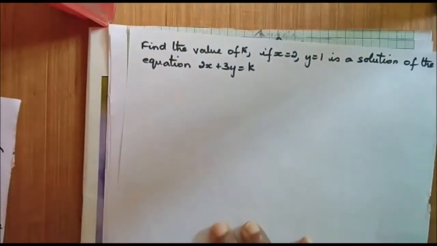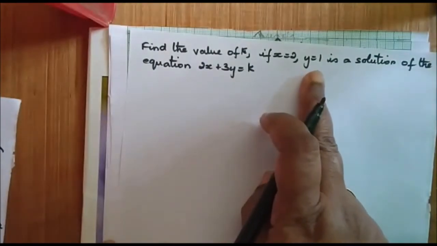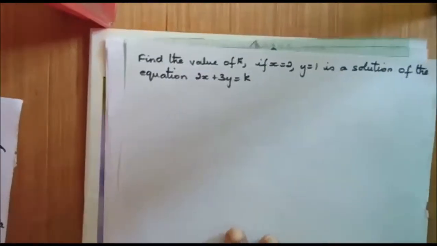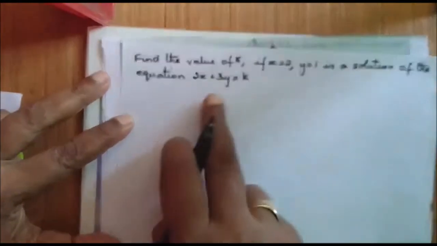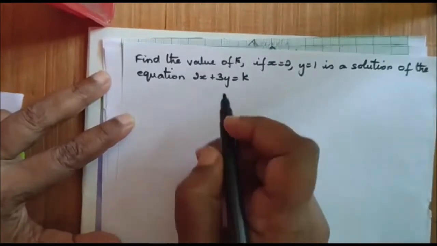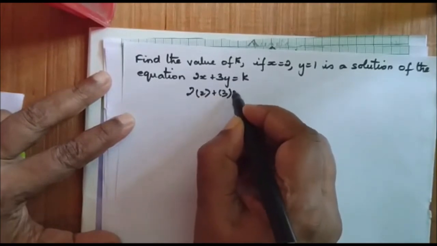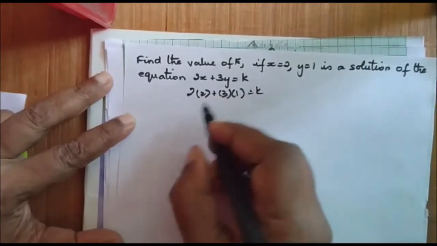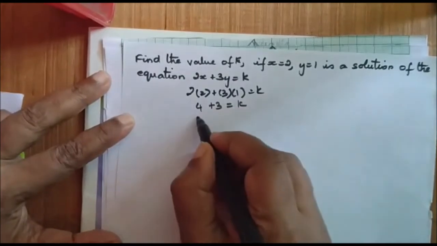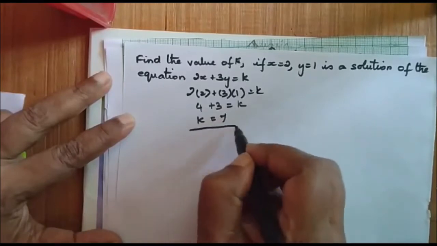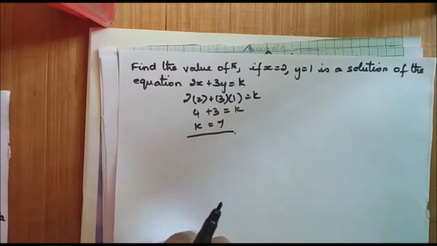Okay. Now find the value of k if x equals 2 and y equals 1 is a solution of the equation. When x equals 2 and y equals 1 is a solution of the equation, then this equation can be written as 2 into 2 plus 3 into 1 is equal to k, which is nothing but 4 plus 3 equals k, or k equals 7. I hope you get it. So what is the value of k? The value of k is 7.